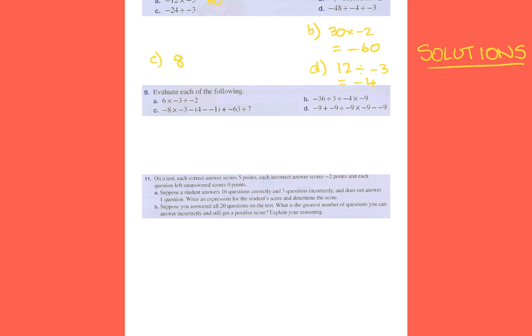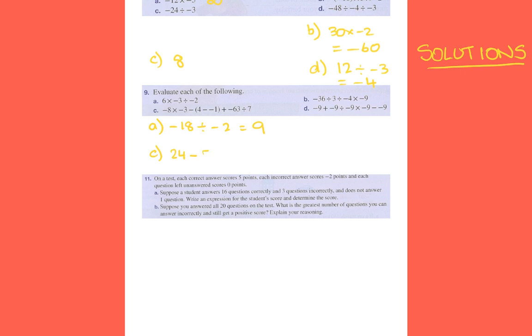Okay, now question 9 contains questions which will be in the harder section of the quiz. So it's okay if these are a bit hard for you, but let's go through the answers anyway. So 6 times negative 3 is negative 18, divided by negative 2 is 9. So we're just following our order of operations here.